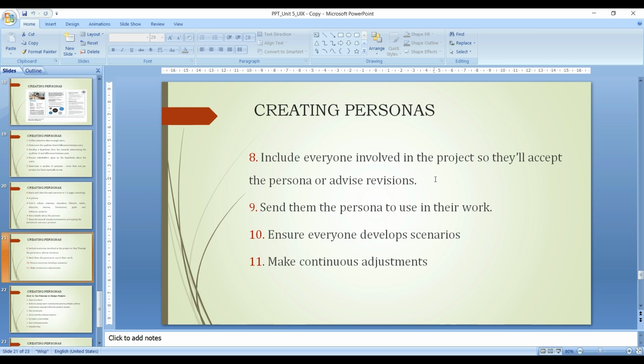Send them the persona to use in their work, and then at last, after checking with your colleagues and stakeholders, you can share it with your end user. Now the user is going to upload his or her persona in a public forum, and if they are getting a job with your persona, the credit completely moves to you only. So send the persona to them and ensure everyone develops the scenarios, and at last make continuous adjustments.